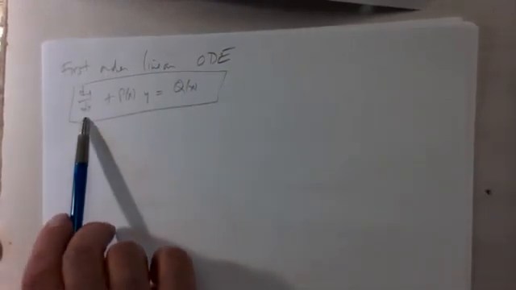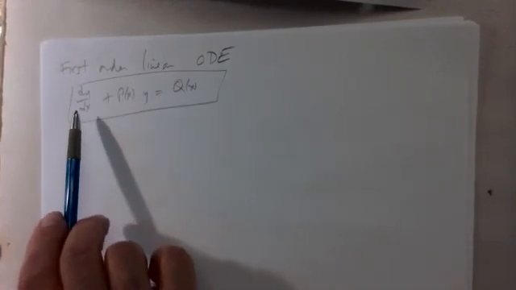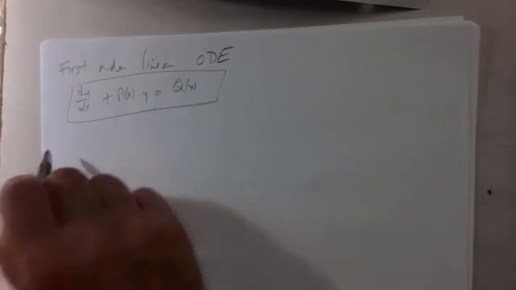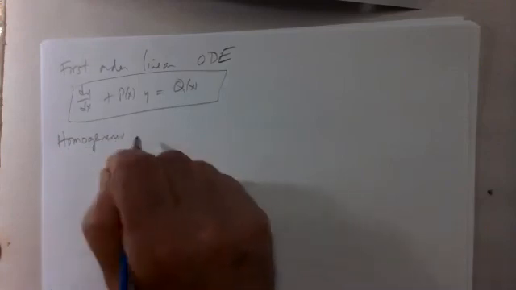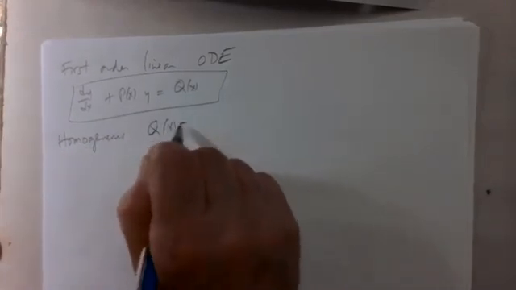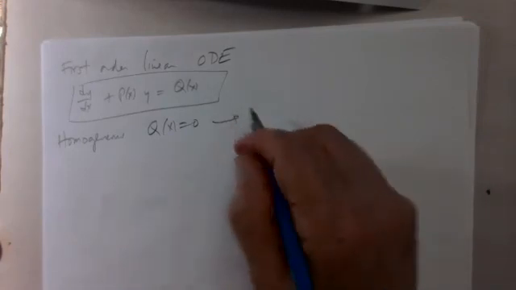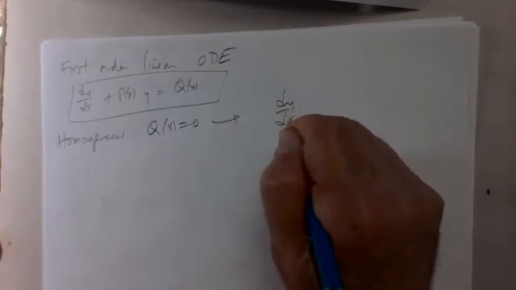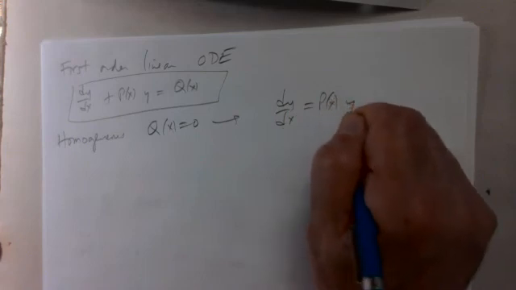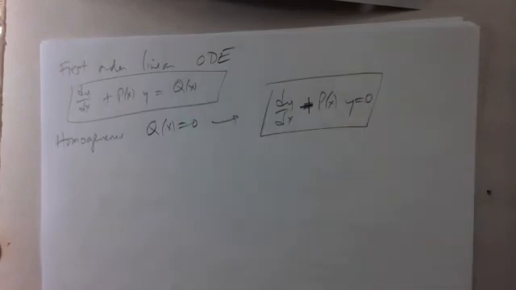So this is first order. First order means the highest derivative is a first derivative. There's no second or third or higher derivatives. So the first derivative plus some p of x, some function of x times y is q of x. And to make it even simpler, we consider the homogeneous equation. That means the right-hand side is 0. So the homogeneous equation is just dy dx plus p of x times y equals 0.